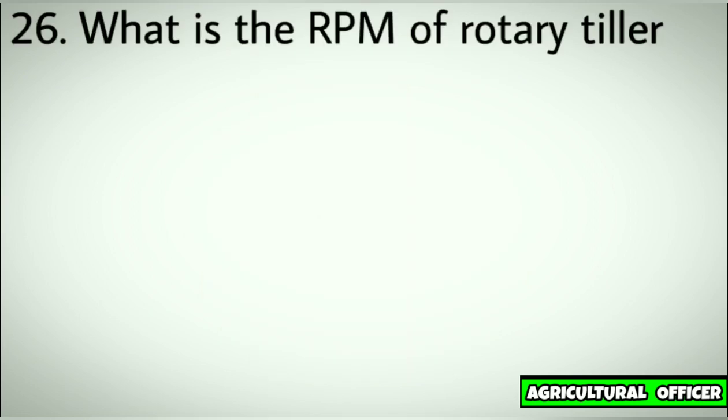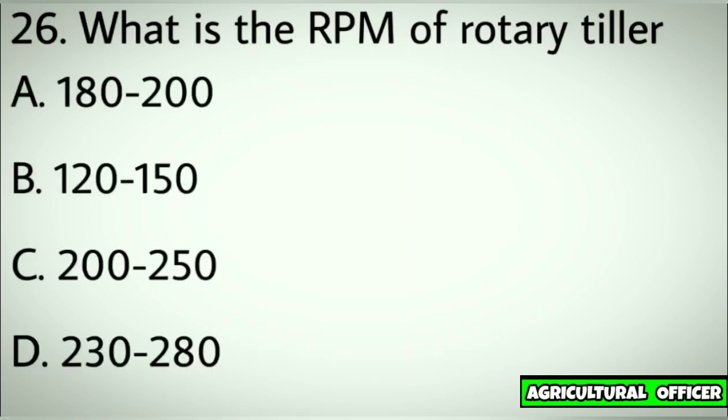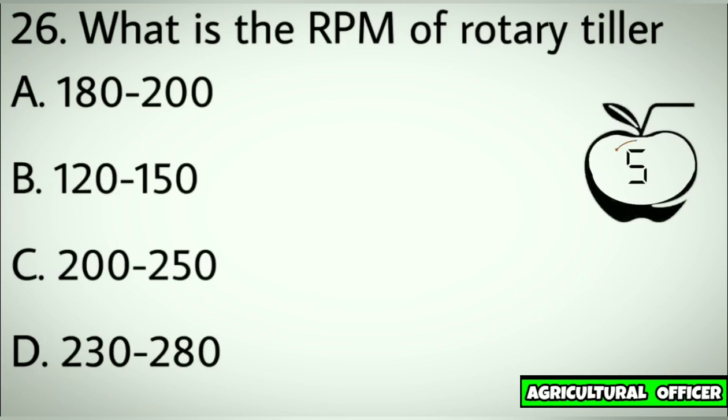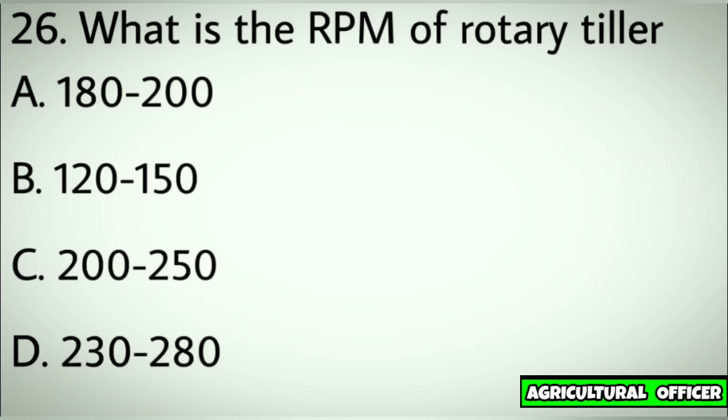Question number 26. What is the RPM of a rotary tiller? Options A. 180 to 200, B. 120 to 150, C. 200 to 250, D. 230 to 280. Correct answer A. 180 to 200 RPM.